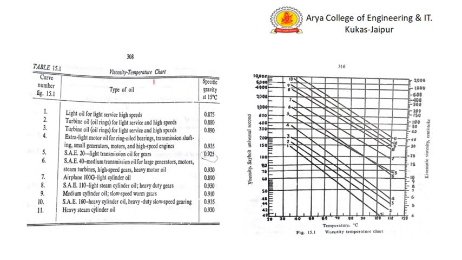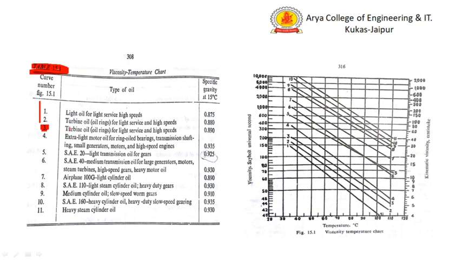In the previous lecture I discussed how we can select the lubricant and how we can find the value of absolute viscosity for a particular lubricant. So from table 15.11 we can select the lubricant for the bearing. Let me select lubricant number 3, which is turbine oil. For a centrifugal pump we can select oil number 2 and 3.